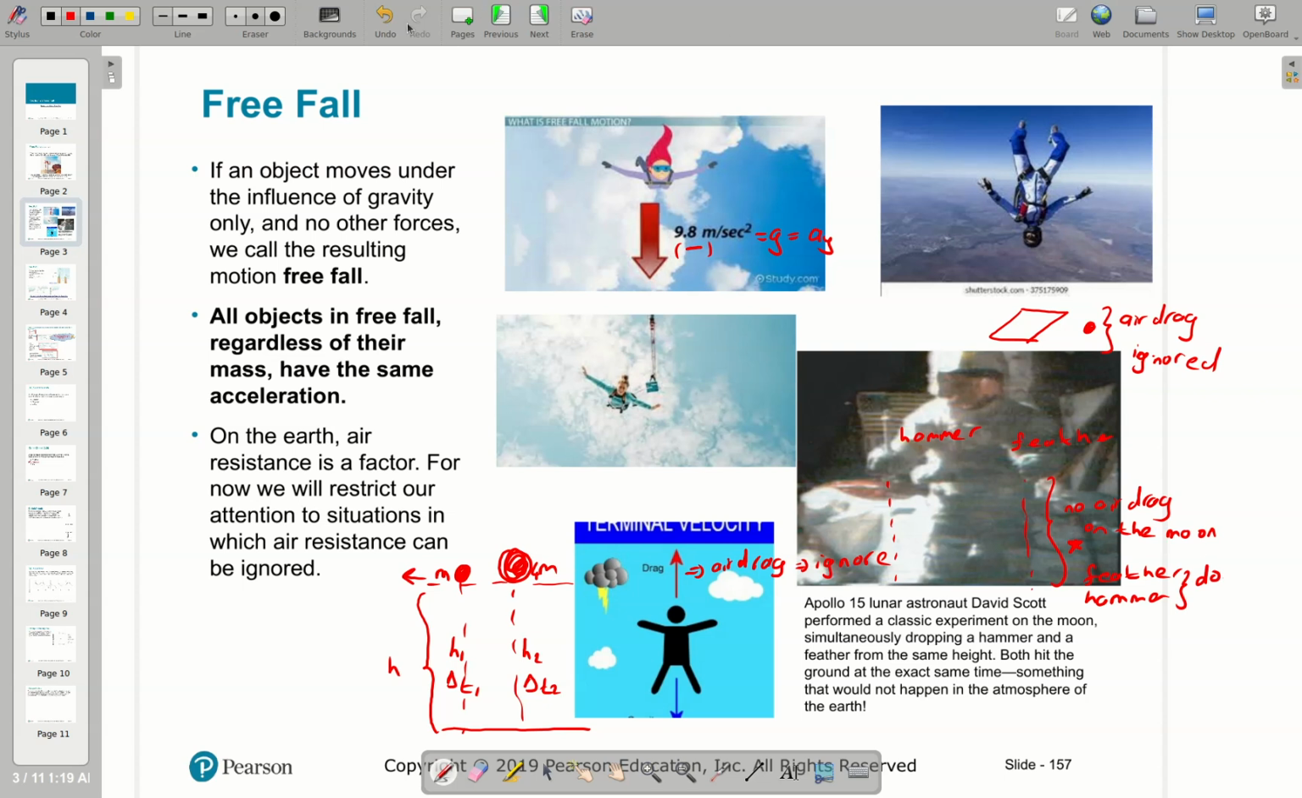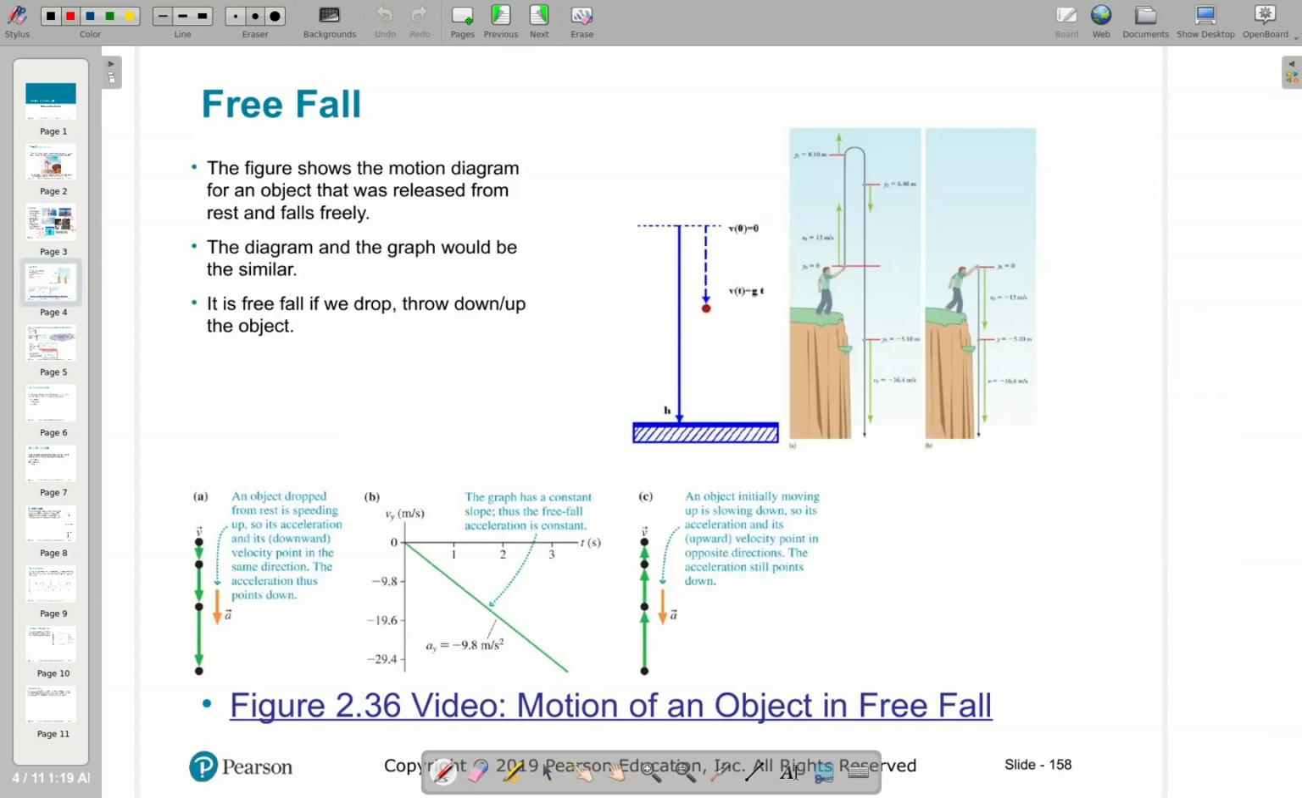Alright. But we will assume we have no air drag. Anyway, so whatever we drop, they will drop at the same time. And the situations we're looking at will be where air resistance is ignorable, like in this case here. What is happening? Down is negative. If you remember, for vertical we call it y, up is positive, down is negative. We'll stick with that. So the motion will be downward if it's falling, like in this figure here.